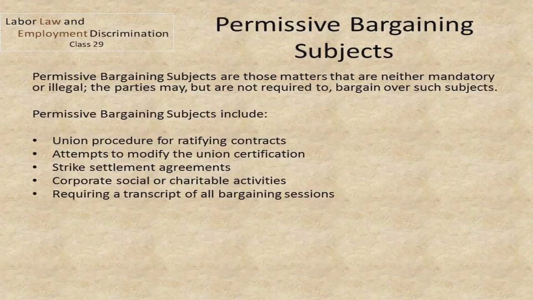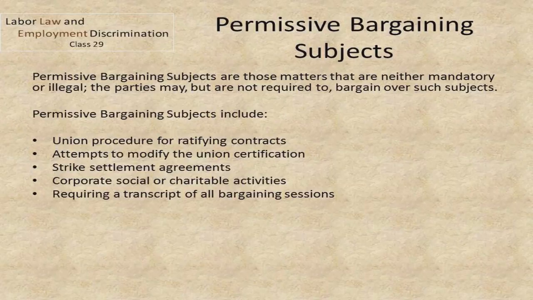So we're talking about permissive bargaining subjects. Permissive bargaining subjects are simply those matters that aren't mandatory, but they're not illegal. The parties may, but they're not required to bargain over such subjects. That's why they call it permissive bargaining subjects.